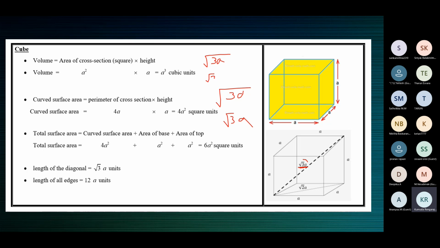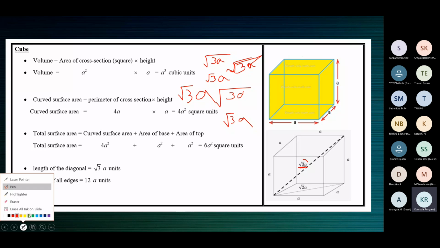You can say root 3a. I was not wrong in saying root 3a. Don't mistake it to be the root of 3a. This is the square root of 3, times a. So when I say square root 3a, it is like this. Okay, that's the length of the diagonal.